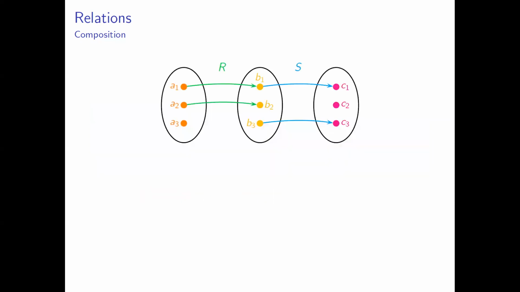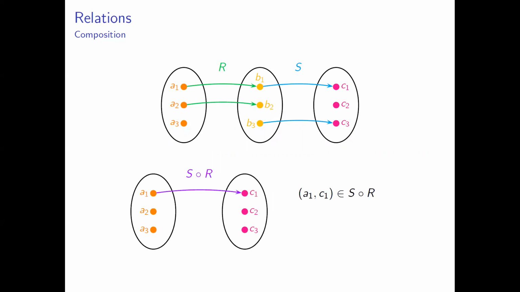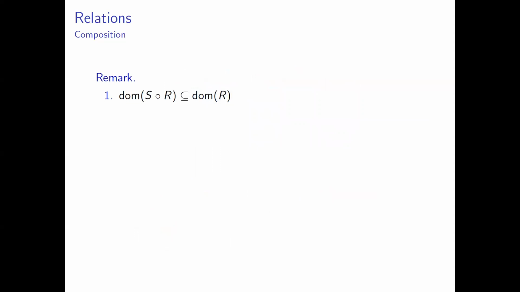Suppose that these are the Venn diagrams illustrating the relations R and S. Under R, A1 is related to B1 and A2 is related to B2. Under S, B1 is related to C1 and B3 is related to C3. It follows from the definition of composition of relations that under SR, A1 is related to C1. A2 and A3 are not in the domain of SR, and C2 and C3 are not in the range of SR. The domain of SR is a subset of the domain of R.